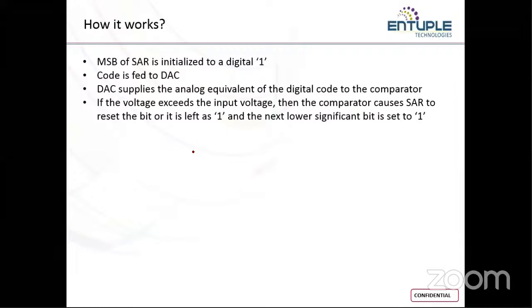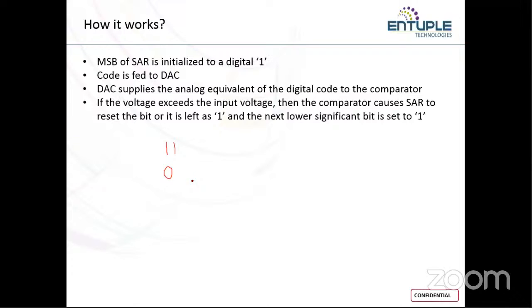Initially, the most significant bit will be set to 1. This will go to the comparator. What does the comparator do? It compares this voltage with the input voltage. If it is less, then it retains the 1 and sets the next significant bit to 1. If not, it will reset the MSB to 0.